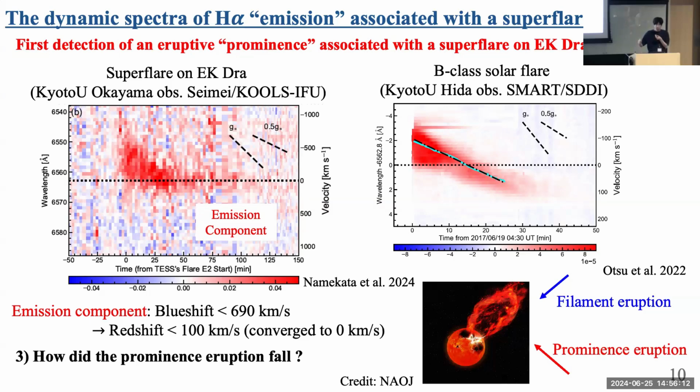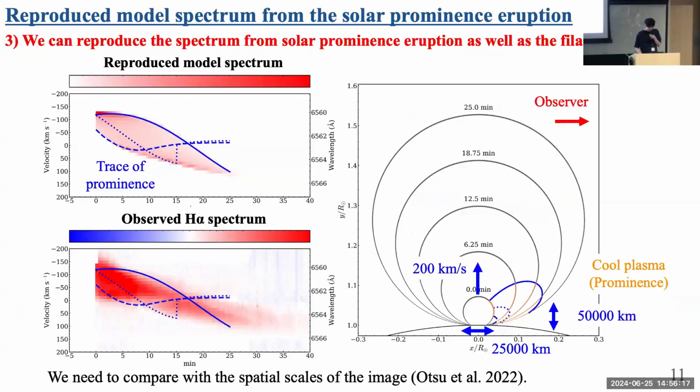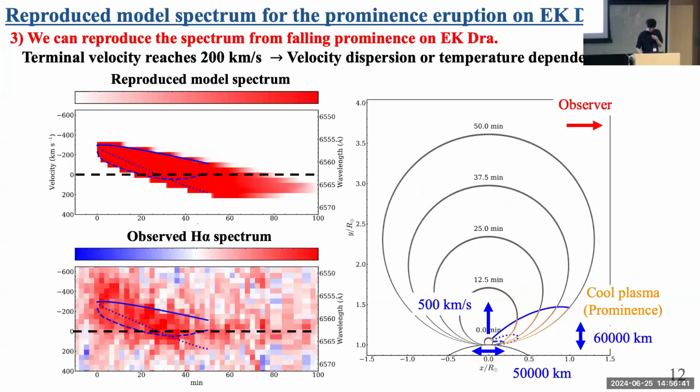Then we change the viewing angle of the model simply from the filament eruption. As a result, this result is preliminary, but we can reproduce the dynamic spectra of H-alpha emission for the sun viewed from the side. We are working on the comparison with the resolved image as in the solar filament eruption. Next, in addition, we apply the model to the prominence eruption on Ikuta.